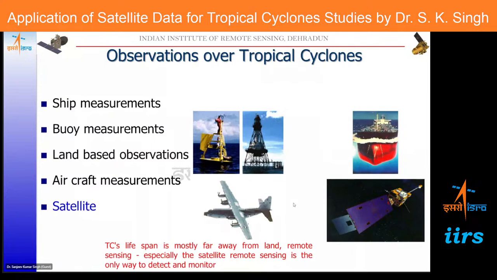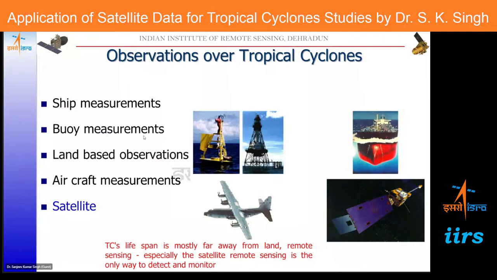So I am coming to the satellite applications. Before that, I want to show what the observations over the tropical cyclone are. The tropical cyclone spends most of its life over the ocean. So what are the measurements for the tropical cyclone wind and all? First is the ship measurement. In this measurement, the meteorologists take the ship into the ocean and measure sea surface temperature, wind, salinity, and all that information.